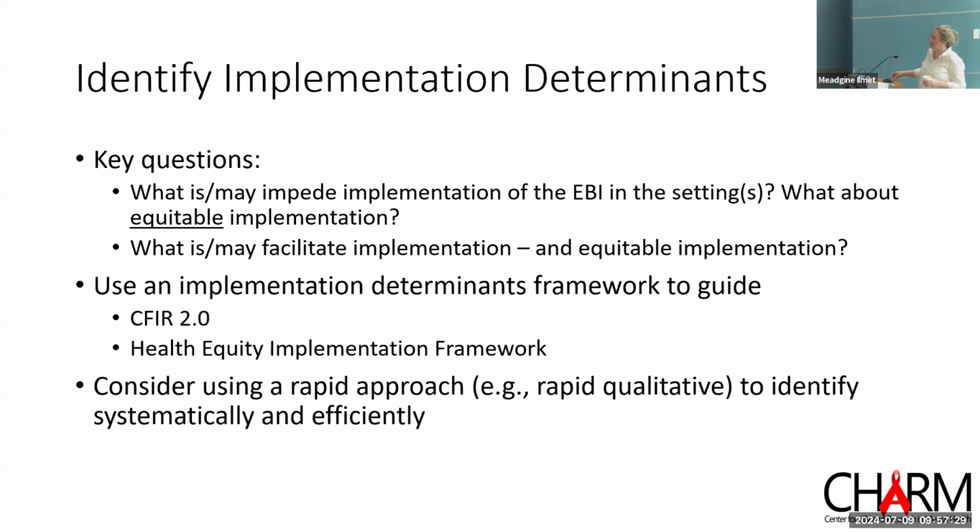It's important for you to define that for yourself, and maybe among your planning team. And then also, what are some facilitators of implementation in general or equitable implementation in particular? I really like the CFIR 2.0. There's a rapid analysis approach for the CFIR 2.0 that I've used and really liked. It's a way of very quickly gathering data and analyzing it to figure out which CFIR determinants are most important in affecting an implementation outcome. I've also used the health equity implementation framework, which is another useful one for identifying determinants.